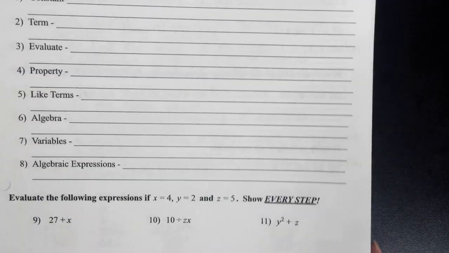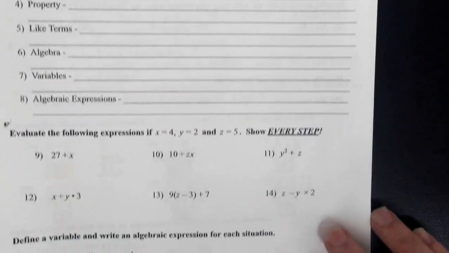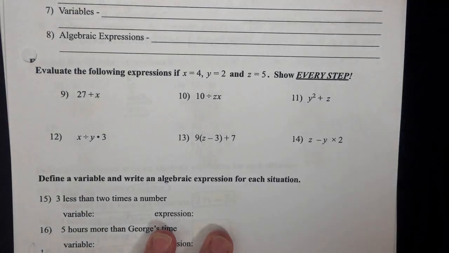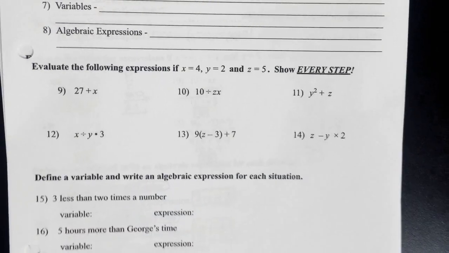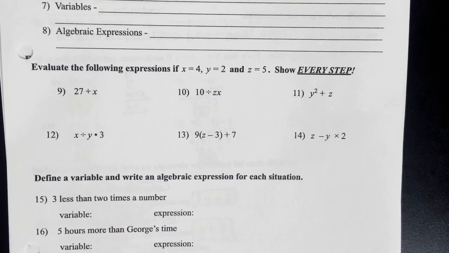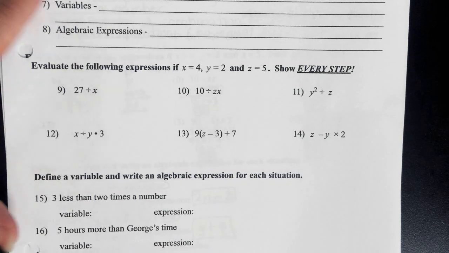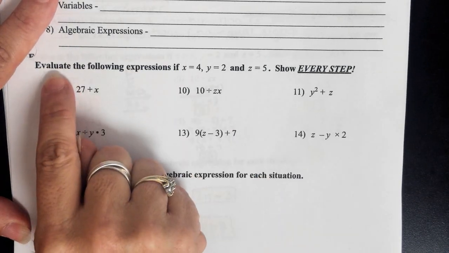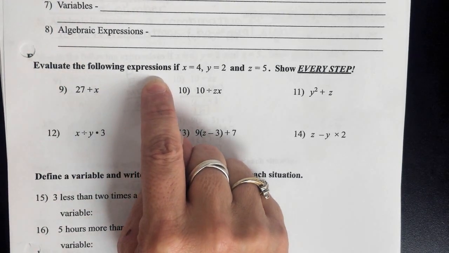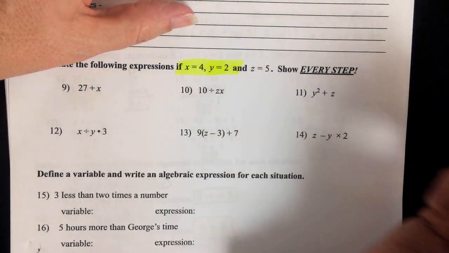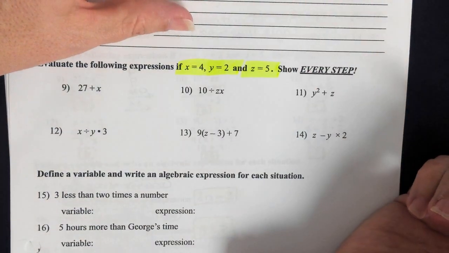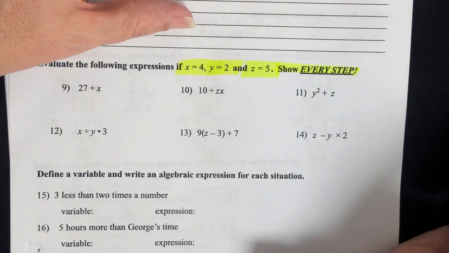Now, going to this next section. What I'm going to do is try to show you why you do what you do in each section. But if you are sitting here not paying attention or not looking at this video, tomorrow, guys, you got to know what to do for each section. Okay, so hint number 1 is, when I do this section, when I read the directions: evaluate the following expressions. If x equals 4, y equals 2, and z equals 5, show every step.